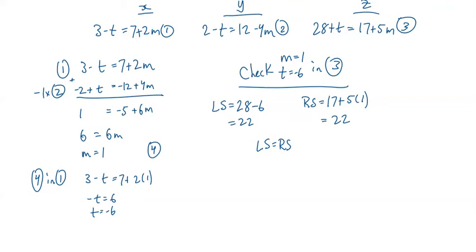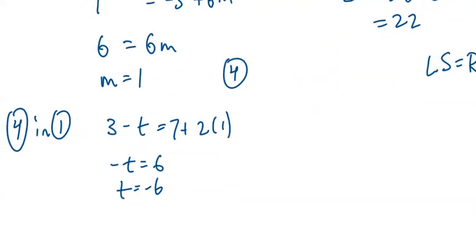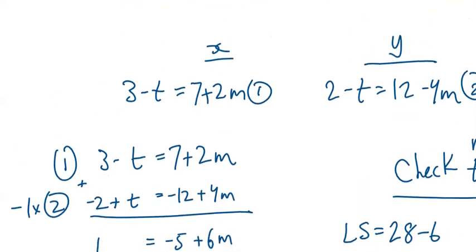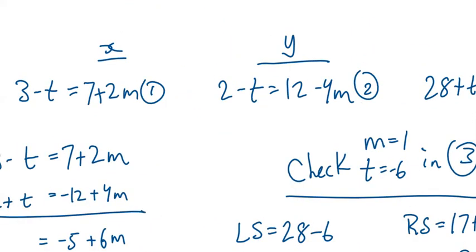Pick whichever one looks easiest to you. If one's already solved for t, if it just says t equals and you can sub it straight in, do that. And then you have to check that in the other one that you haven't touched yet. And that's our check. And what do we find? Left side equals right side, so what? What do you think? Yeah, so we got it. It works for x, it works for y, and it turns out it works for z.